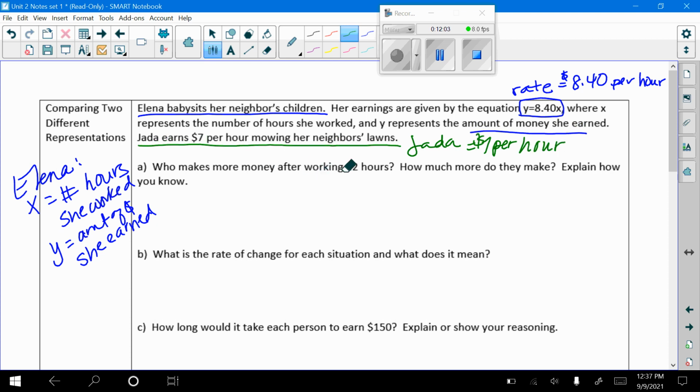Who makes more money after working 12 hours? Well, who has a better rate? Okay, so hopefully it would be Alina. How much more do they make? Well, go ahead and plug in 12.